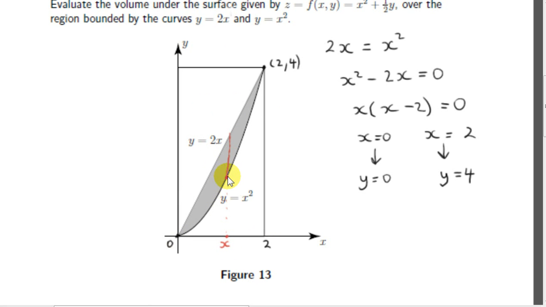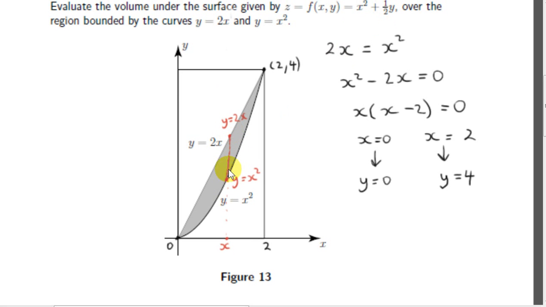What's the y value of this point? Well, it's obviously x squared, because it's a point on this curve. So I'll just write it in again. And the y value of this point is 2x. It's a point on the second curve, which is actually a straight line. So if we want to get the area of the cross section under this surface, taken in the y direction, we have to integrate from y equals x squared to y equals 2x. We have to integrate this function with respect to y from y equals x squared to y equals 2x.